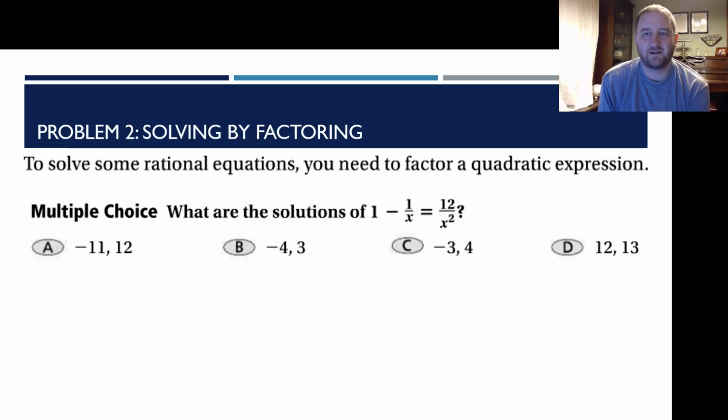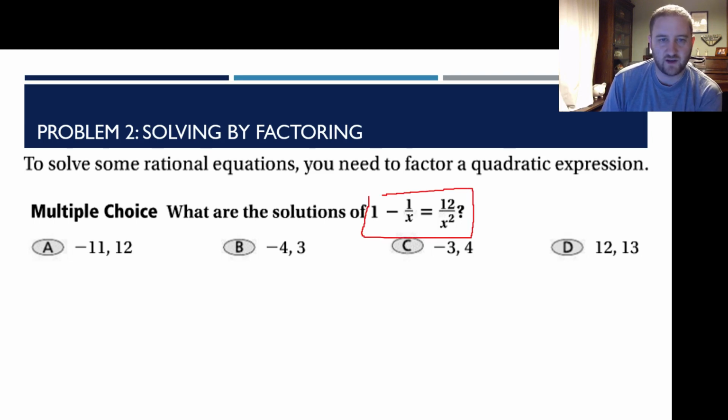Solving by factoring. Okay. My favorite thing to do, factoring. Yours probably also. To solve some rational equations, you need to factor a quadratic expression. So it says, what are the solutions of 1 minus 1 over x equals 12 over x squared? So again, we're going to multiply both sides by the least common multiple of the denominators. I'm going to change the 1 to 1 over 1.